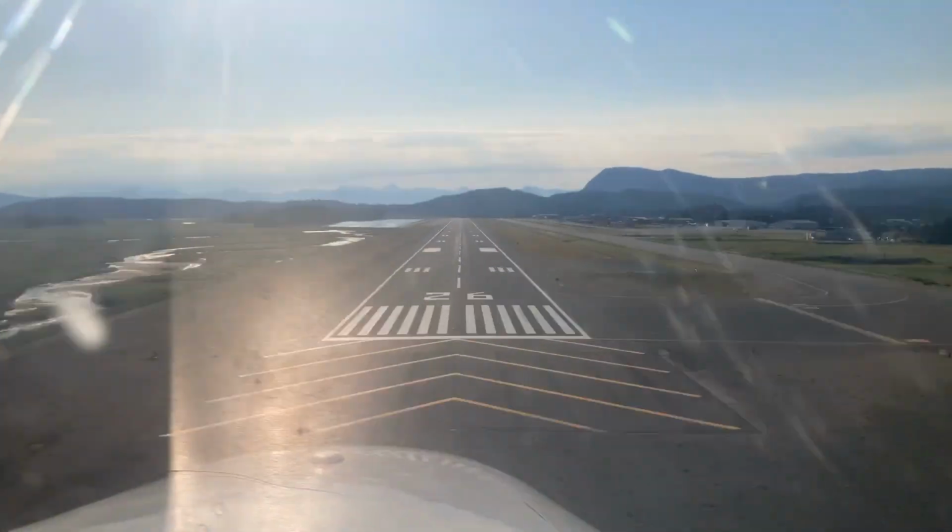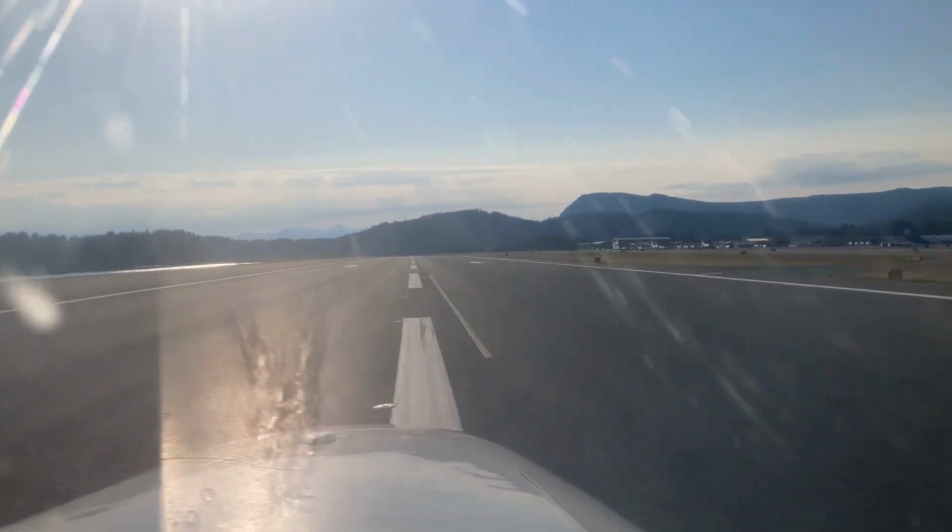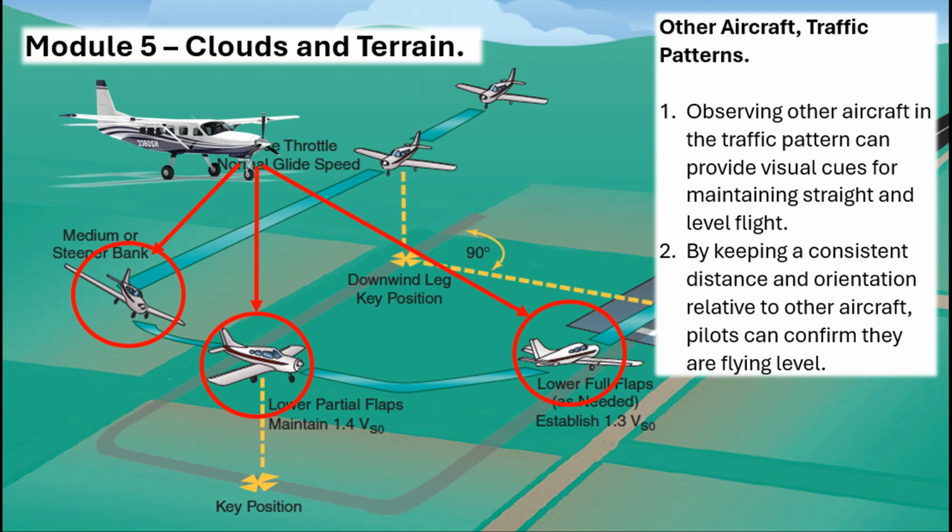Other aircraft. Traffic patterns. 1. Observing other aircraft in the traffic pattern can provide visual cues for maintaining straight and level flight. 2. By keeping a consistent distance and orientation relative to other aircraft, pilots can confirm they are flying level.